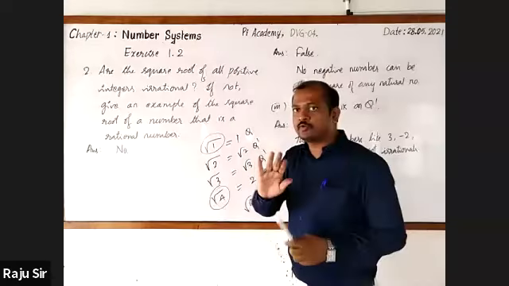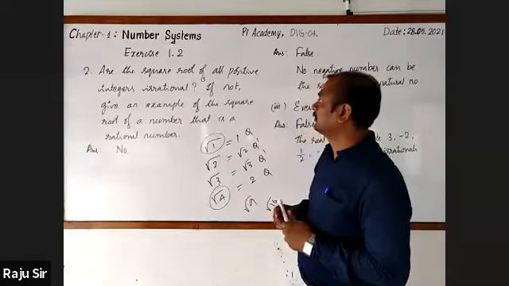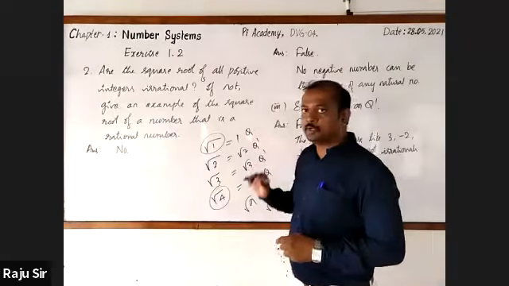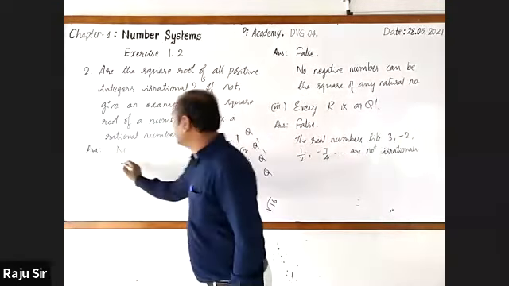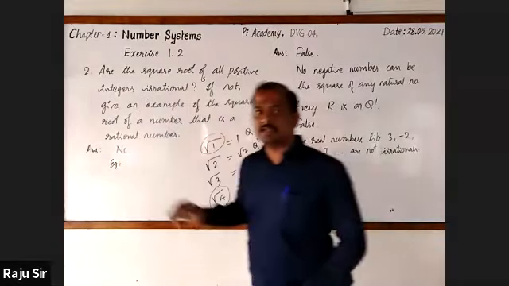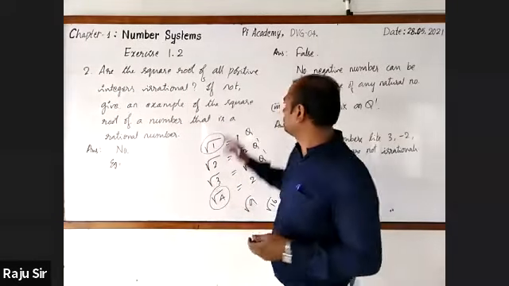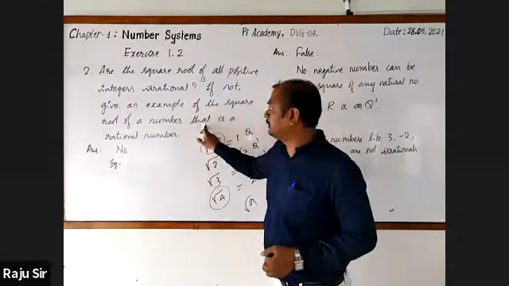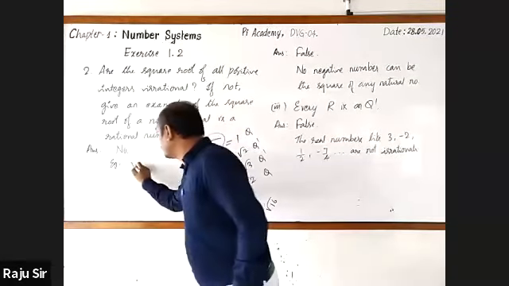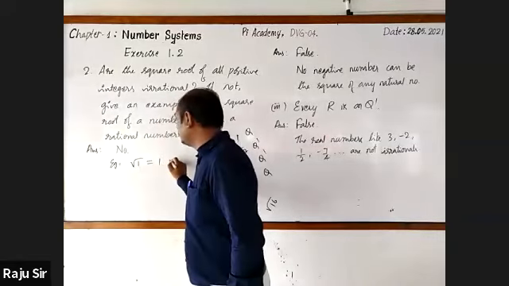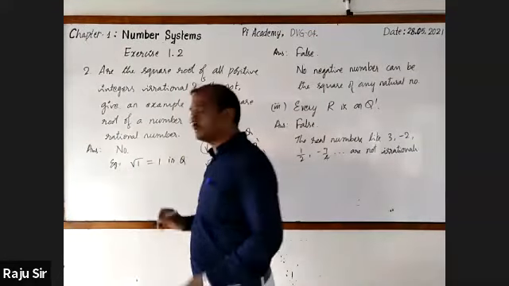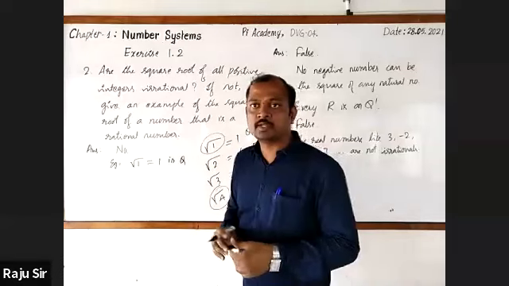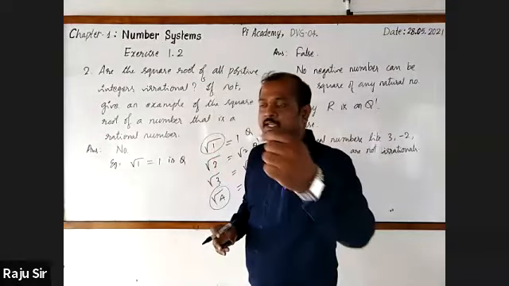Here, don't go for copying that. I'm going to give you an example. Here, just one example is asked. Let us write more numbers. Give an example of the square root of a number that is rational. Square root of 1 is 1, which is a rational number. Let us take one more example.